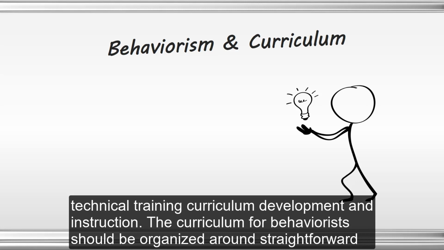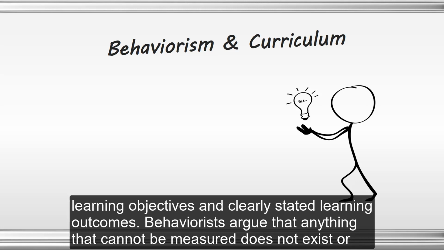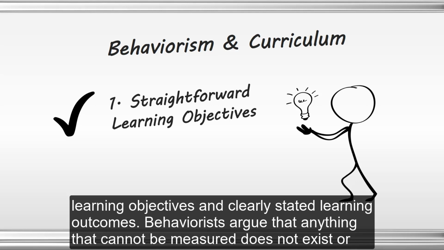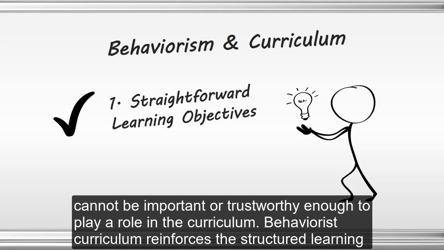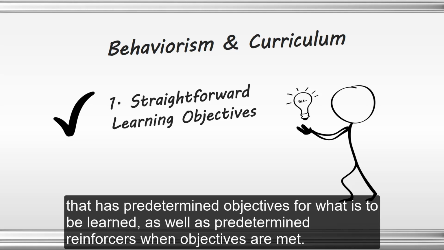The curriculum for behaviorists should be organized around straightforward learning objectives and clearly stated learning outcomes. Behaviorists argue that anything that cannot be measured does not exist or cannot be important or trustworthy enough to play a role in the curriculum. Behaviorist curriculum reinforces the structured learning that has predetermined objectives for what is to be learned, as well as predetermined reinforcers when objectives are met.